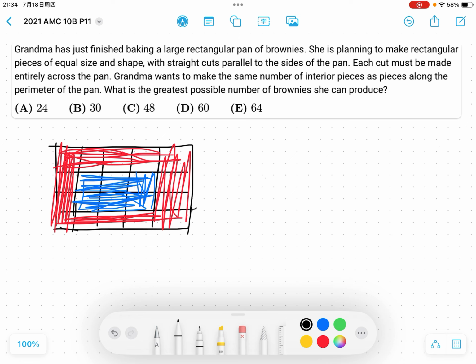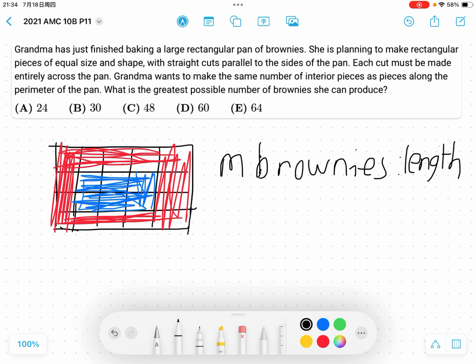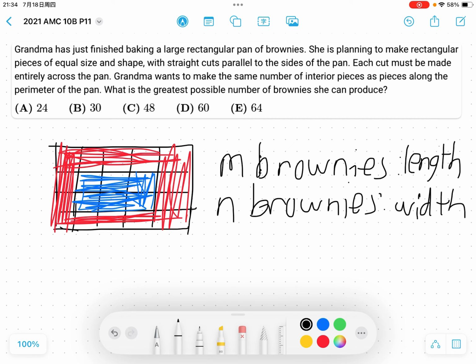So let's try out an algebraic expression. Let's say the length is m brownies. So the length is m brownies worth of length, and n brownies worth of width. This basically just means it takes up n brownies width to fill up this whole width on the perimeter. It takes up m brownies length to fill up the length of the whole pan.